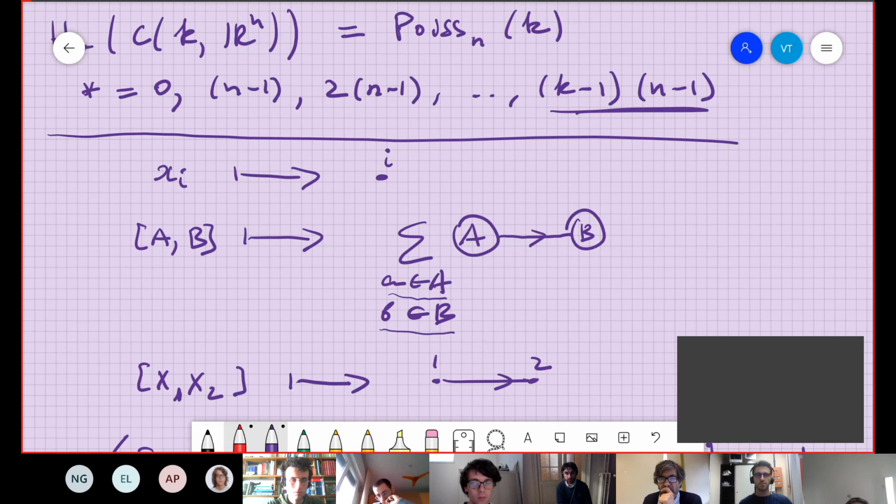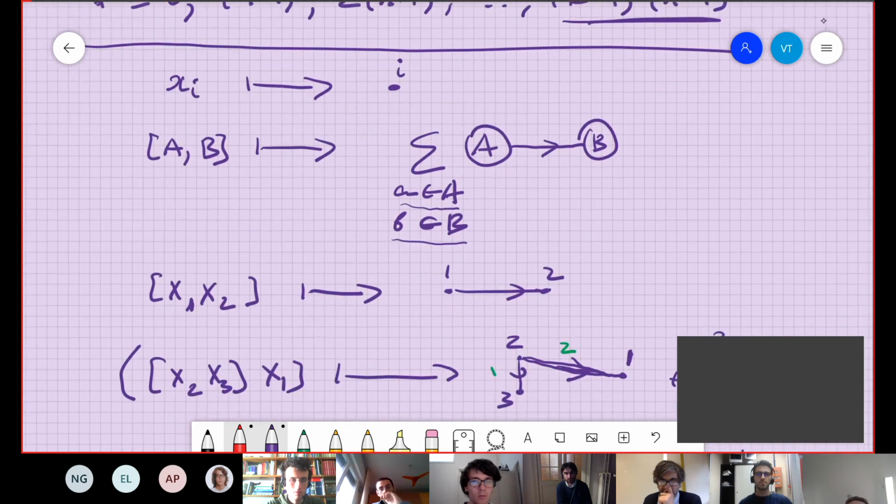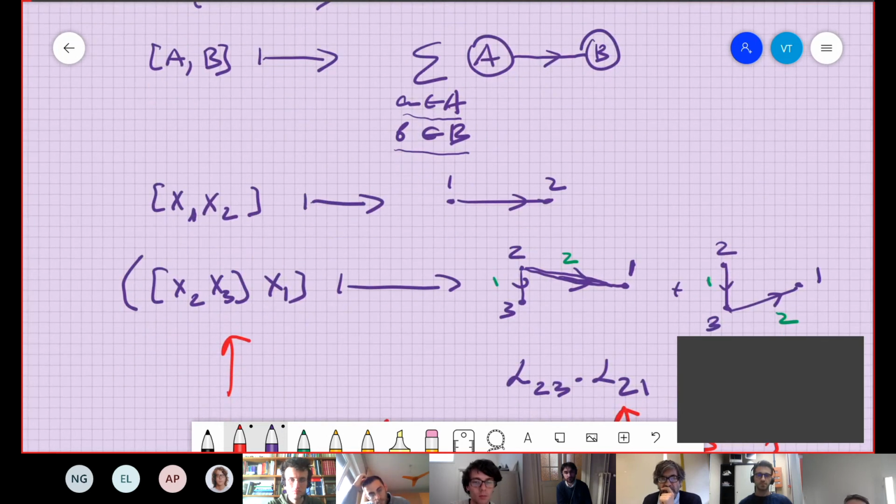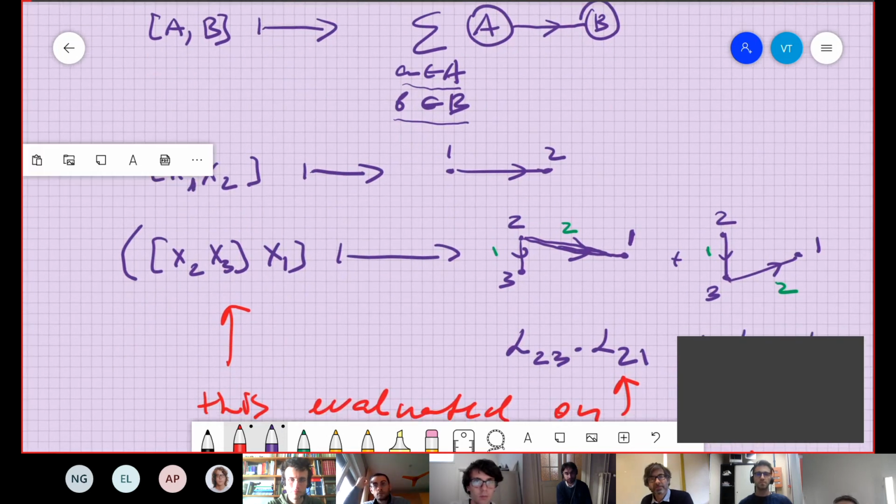You see, for example, when we have x1, x2, there is only one way we can do it. We can just draw this edge, right? But when we do it here, we get two possibilities, right? And more generally, it will be the cardinality of points in A times the cardinality of points in B.